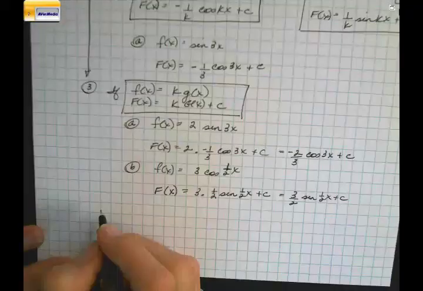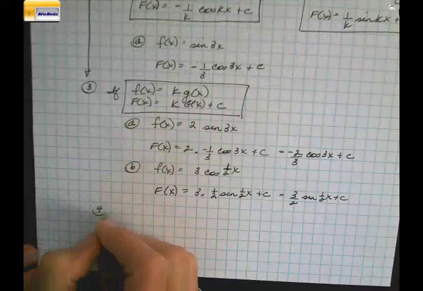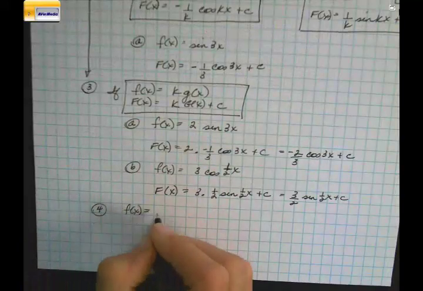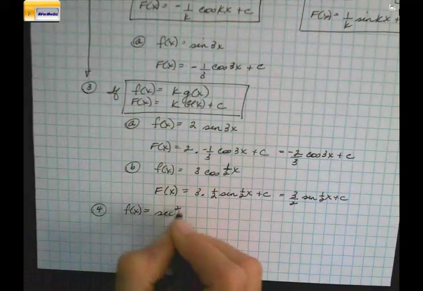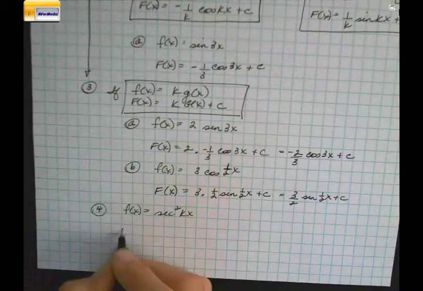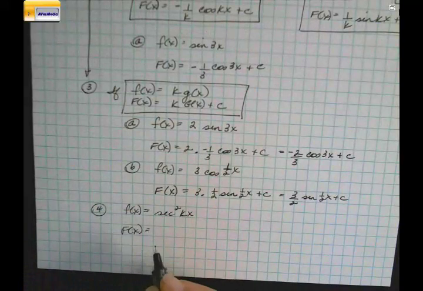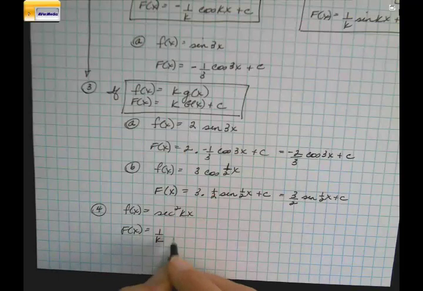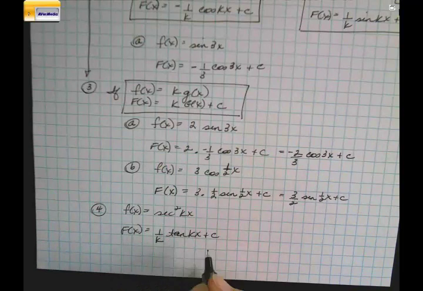And so there's your big ones. Here's some more of them, which I think that you can probably generate yourself. But if f of x equaled secant squared kx, what do you think the antiderivative is of secant squared? It's tangent. So this is 1 over k tangent kx plus c.